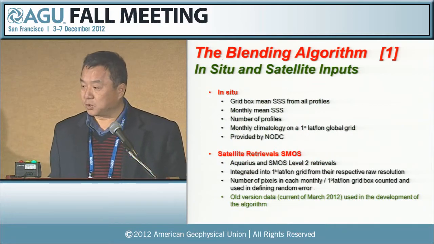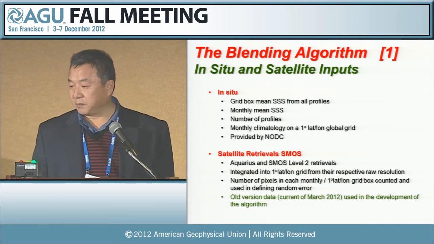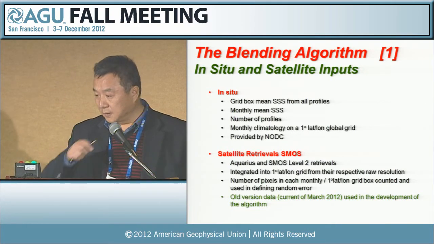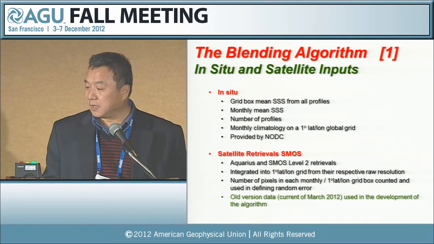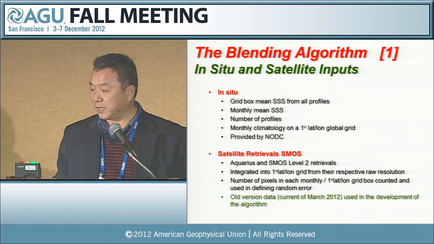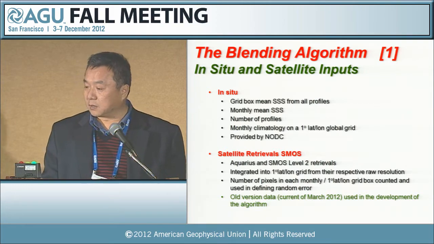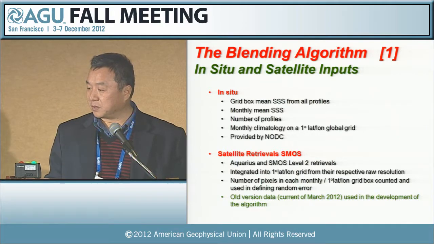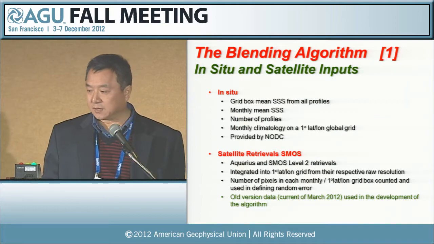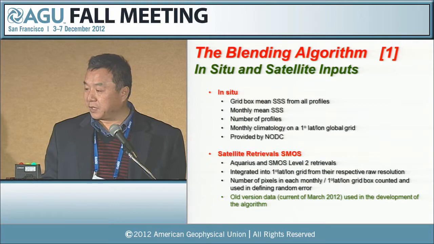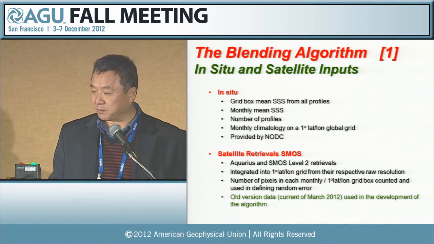Okay, so let me talk about some basics about the algorithm and inputs. Here we talk about the basic inputs used in this development. Basically, there are two groups of inputs. The first one is in situ data, which is the grid box mean of sea surface salinity measurements from all available profiles. It's not a gridded analysis. It's the original profiles that are averaged grid box by grid box.